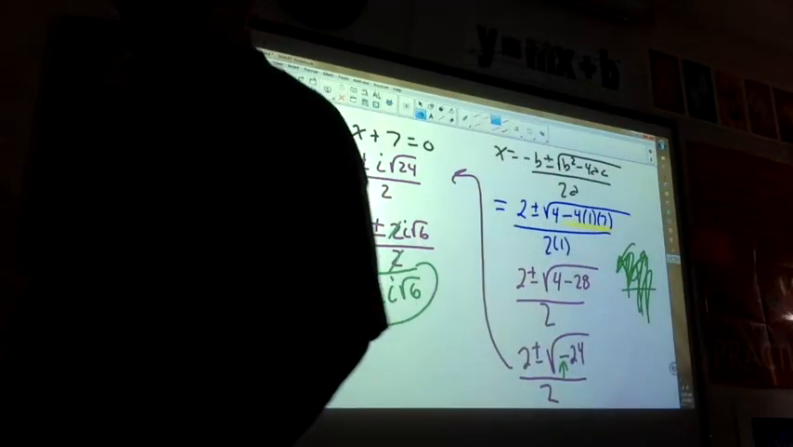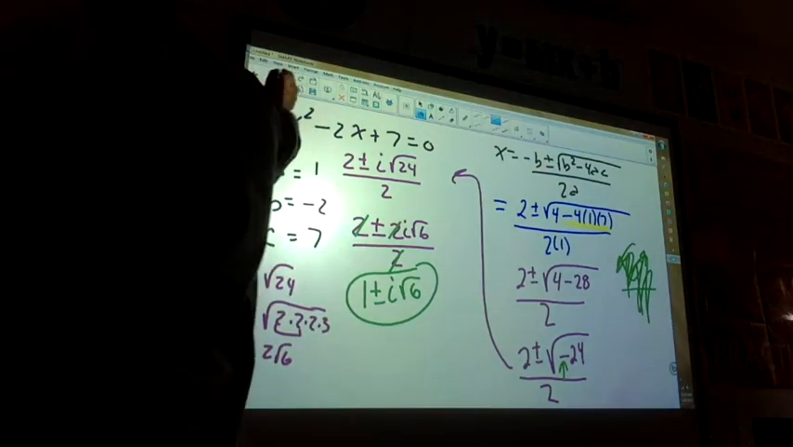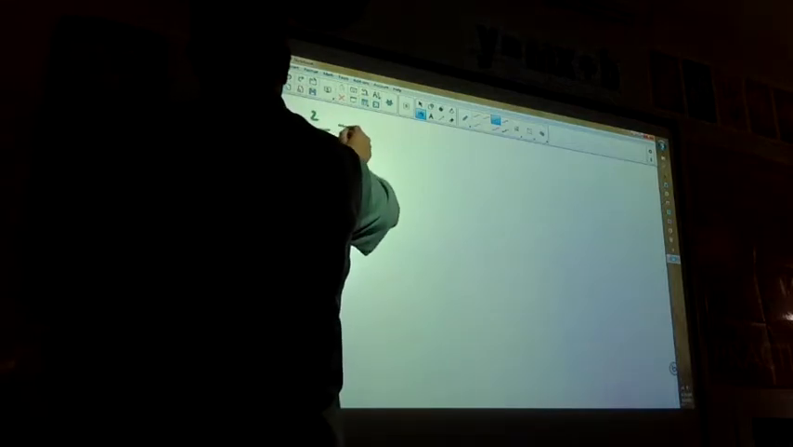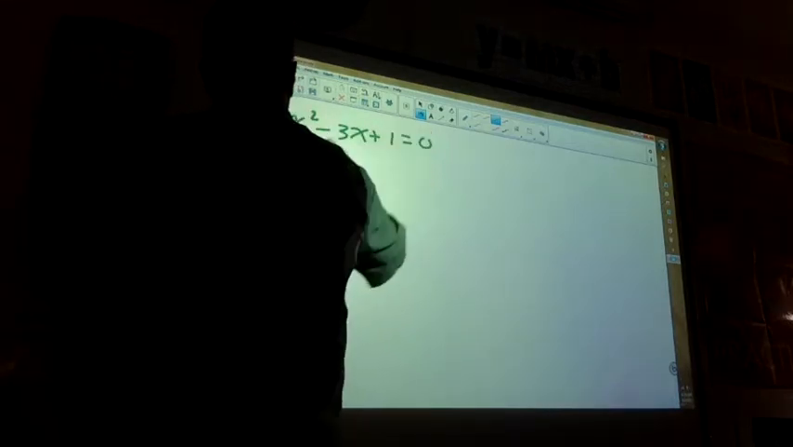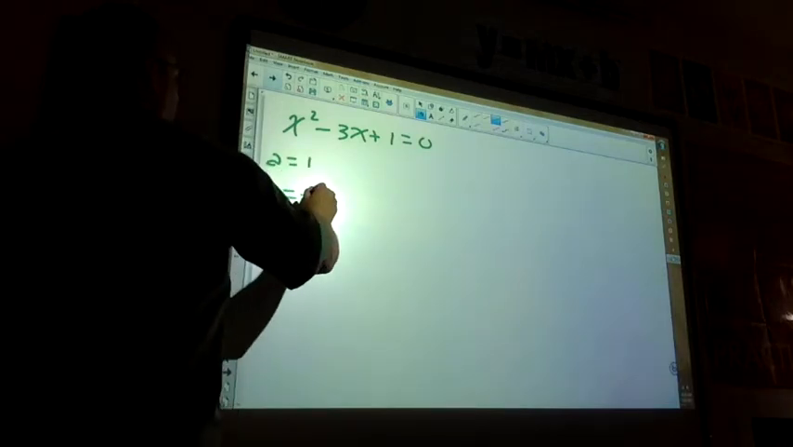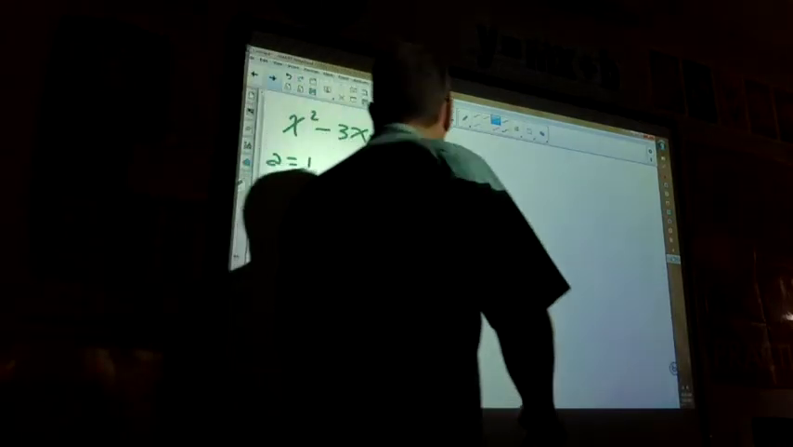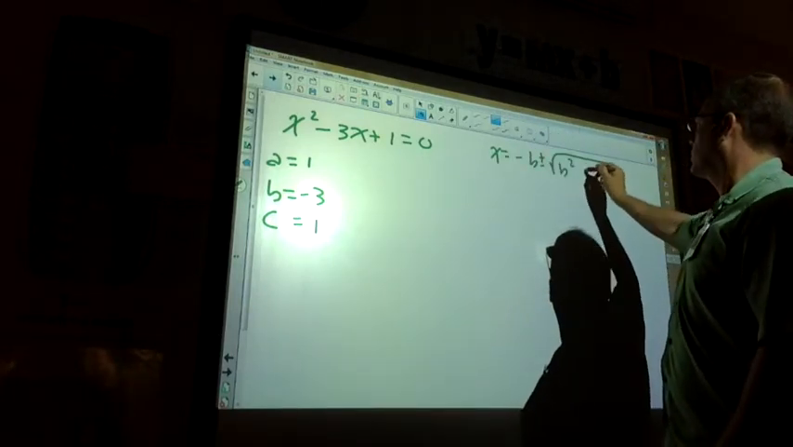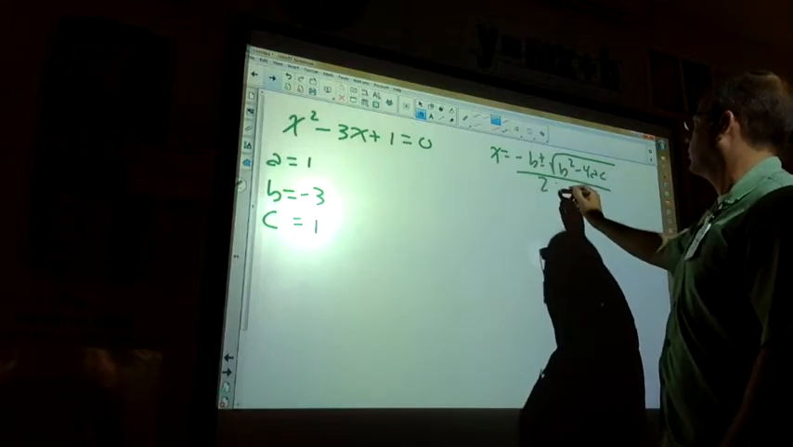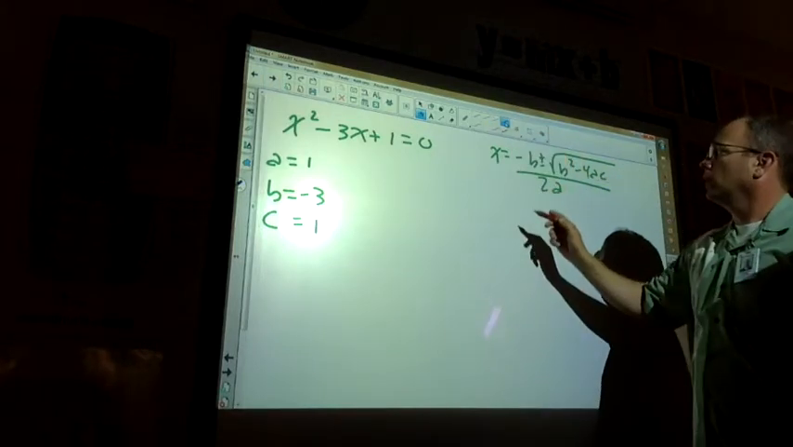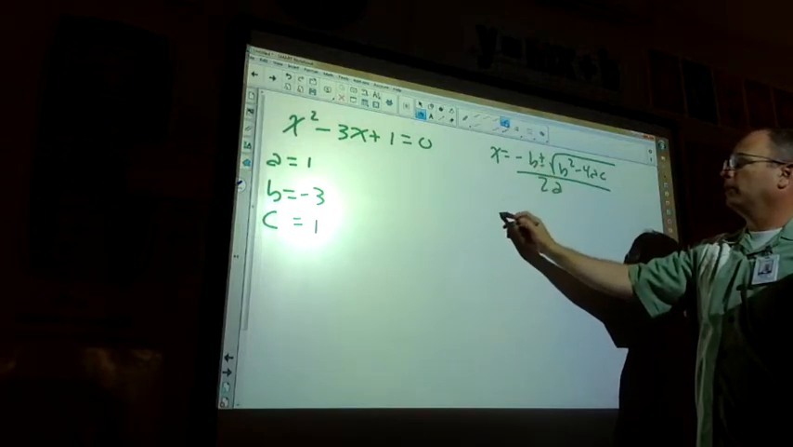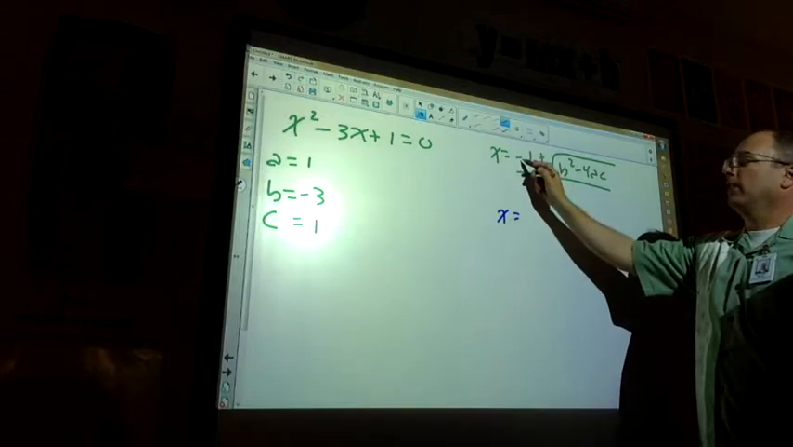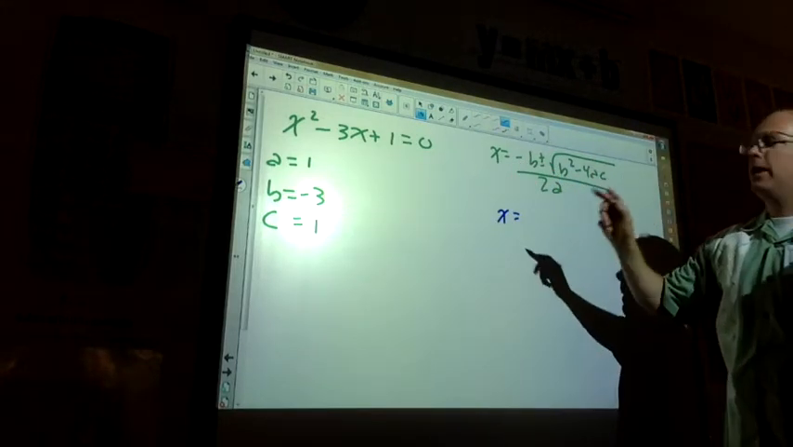What number am I on? 8. Is that right? X squared minus 3x plus 1. A is 1, B is negative 3, C is 1. Okay? What's going to be plugged? How's this going to work? Positive 3. Why is that? Because there's a negative here, and I'm plugging a negative in, and a negative and a negative gives me positive.